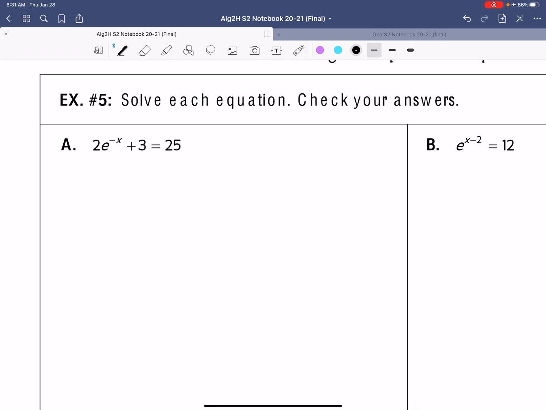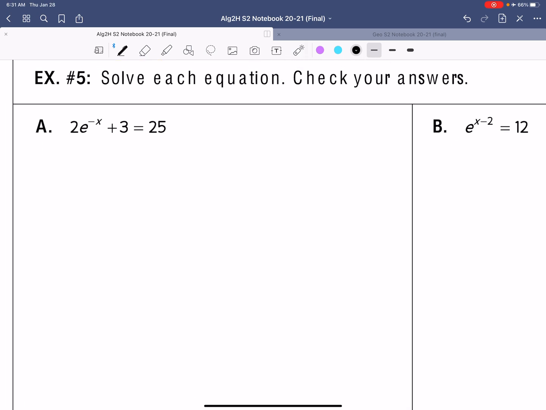Okay, so now we're solving exponentials. So now we're just going the opposite direction. We're going to isolate my exponential, then I'm going to change it to a logarithm to get it out of an exponent. So again, step 1, identify where your x is and then isolate it. So I have e to the negative x, so I'm trying to isolate this first. So I'm going to go ahead, subtract 3 from both sides.